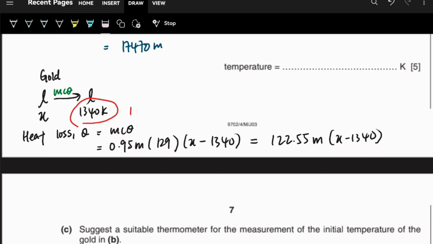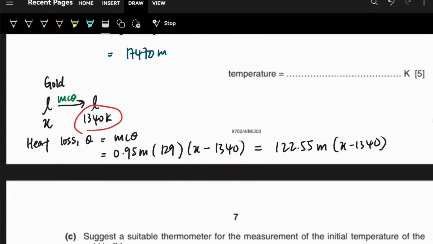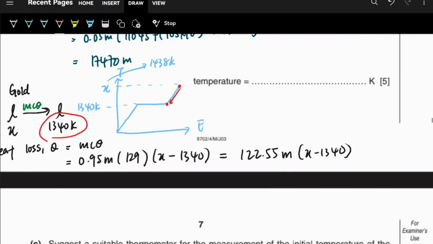Another thing is, okay, before I even ask if it's possible, let me draw the graph first. This is temperature, this is energy. This is basically X, which is the 1483 Kelvin, and this is the melting point of gold, which is 1340. So what happened was the gold cools down to this melting point, right? And then reaches the 1340 temperature together with silver, and there's no net heat transfer anymore.